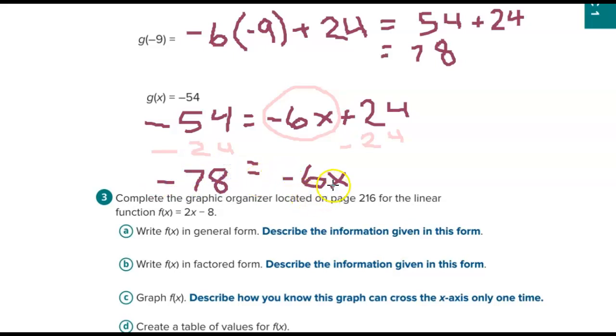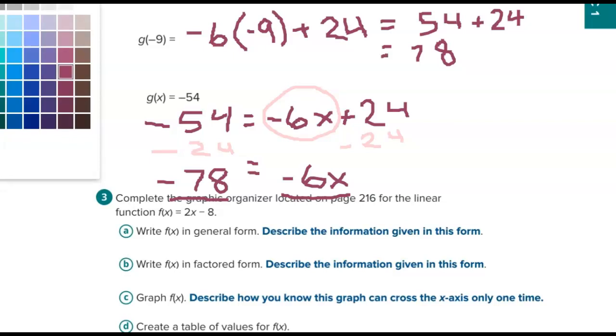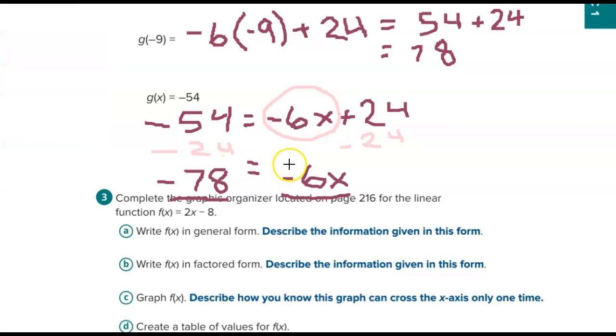And now, to isolate the x, we have to get rid of the negative 6. This means negative 6 times x, so this is multiplication. The opposite of multiply is divide. And if you ever can't remember what to divide by, just remember that this needs to be divided by something that will equal 1 when you divide. And I know that if I divide negative 6 by negative 6, those things are going to be 1, leaving me with just 1x, which is exactly what we want. So we're dividing both sides by negative 6.